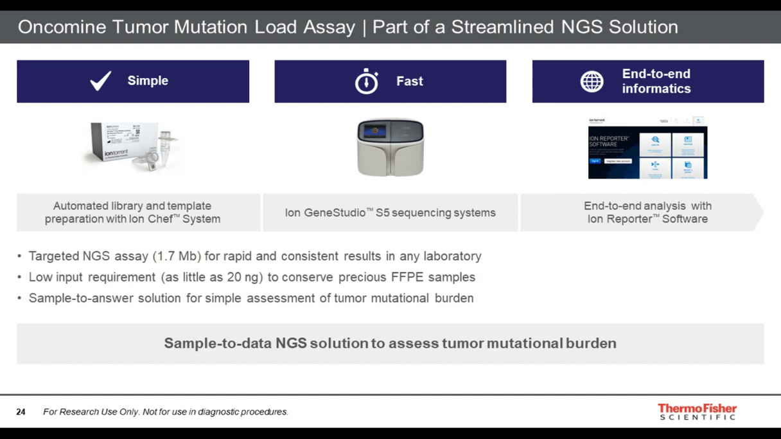So this tumor mutation load assay that we provide, like our other assays, is part of a streamlined solution. It's Ion AmpliSeq based with automated library and template prep on the Ion Chef system, and sequencing on the GeneStudio S5. It's a targeted assay that amplifies up 1.7 megabases of the genome. It requires 2 AmpliSeq pools to achieve this, so at 10 nanograms each, that's 20 nanograms of input required. And it's provided, like many of our other applications, with an integrated sample-to-answer solution that has optimized and pre-configured bioinformatics.